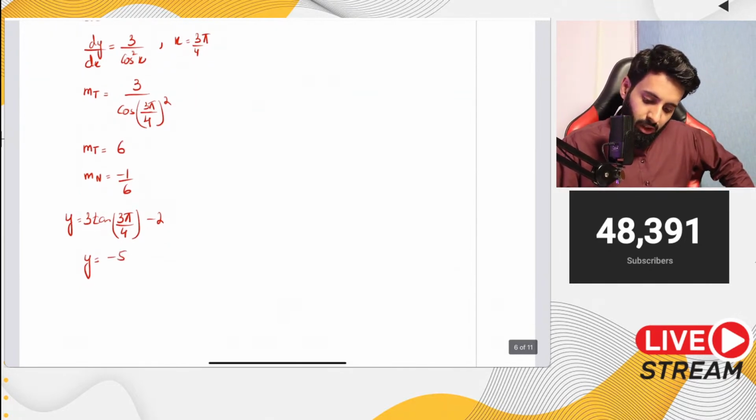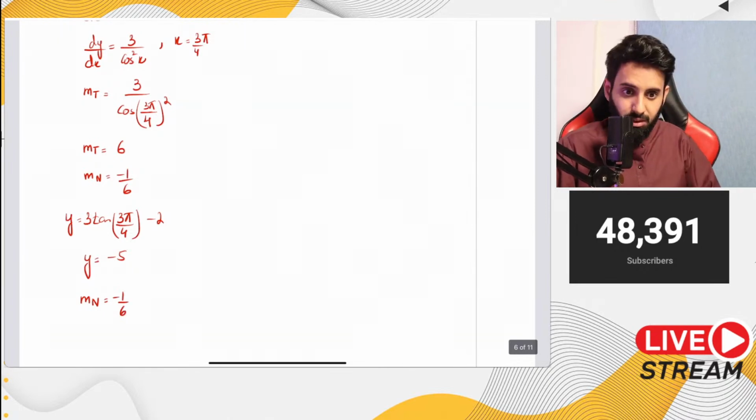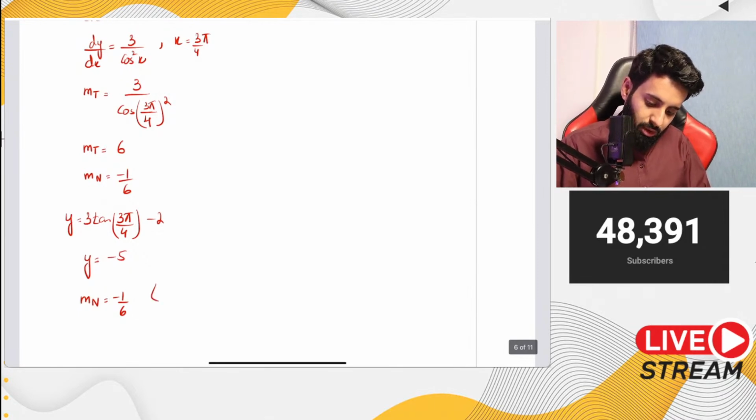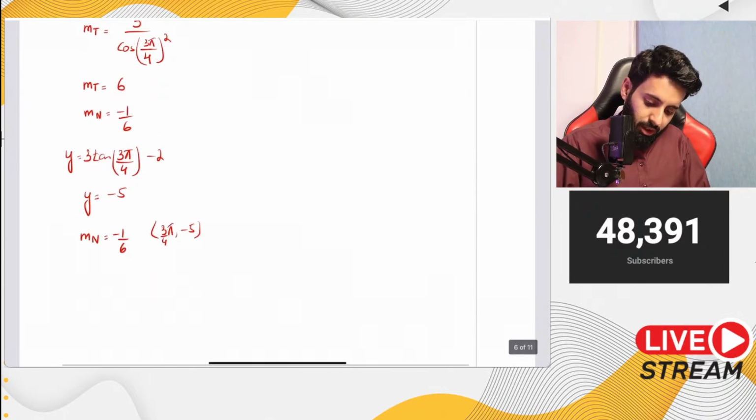Okay. So now we have the equation of normal. I mean, we have the gradient and the coordinates to find the equation of normal. We have the gradient. We have the coordinates 3 upon 4 pi comma minus 5. Now we just need to put it all together. So y minus minus 5 equals the gradient, which is minus 1 upon 6, x minus 3 upon 4 pi.